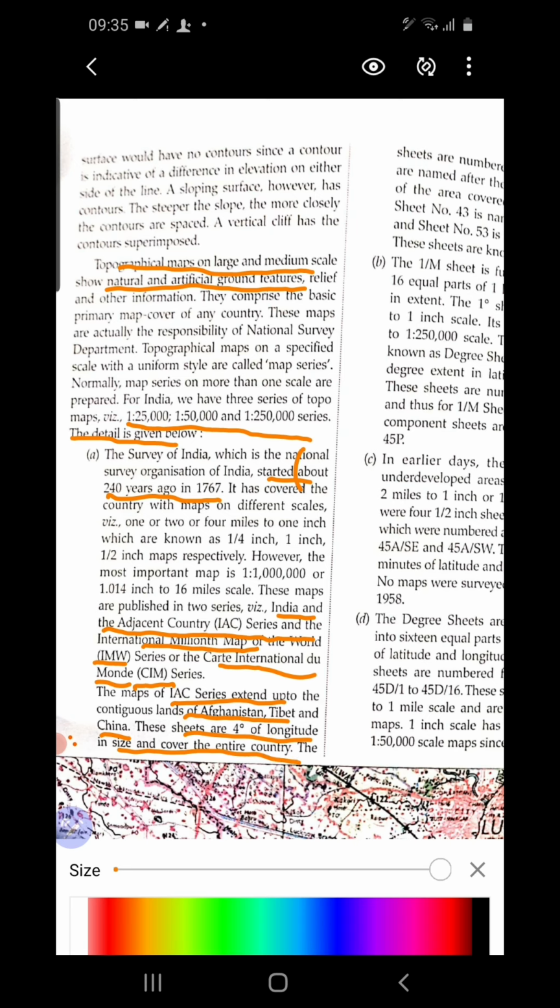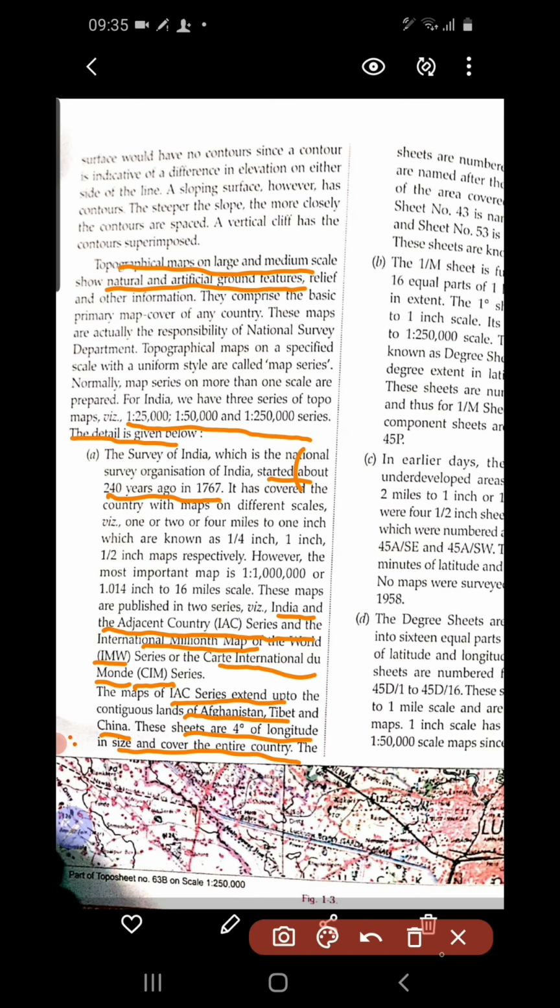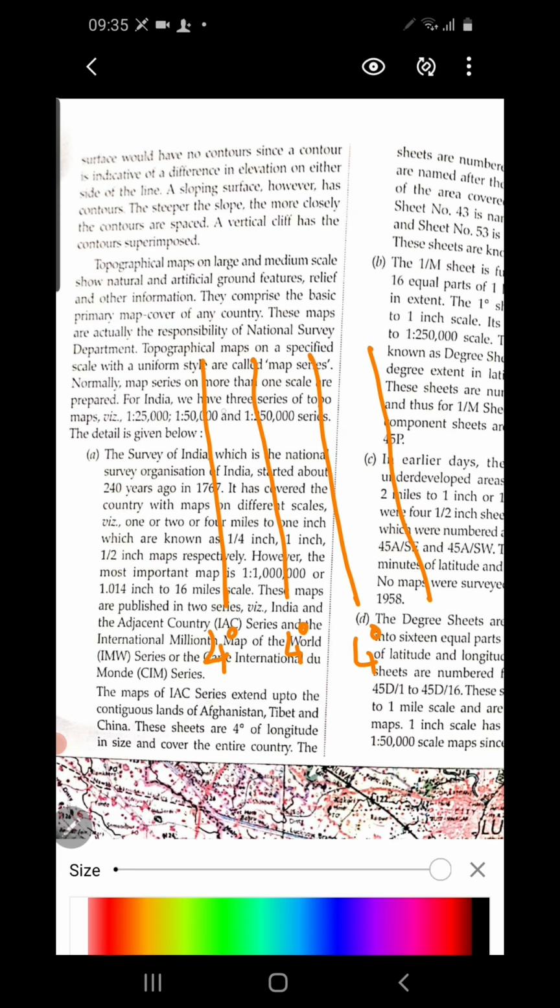Now what do you mean by sheets are 4-degree longitude? That I'll show you. Like, children, you know that there are a number of latitudes and longitudes. You see, all these vertical lines are longitudes. Now here it is 4 degrees, here it is 4 degrees. What do you mean by that? In between, how many are there? Here it is 1, 2, 3 and 4. Together you see.